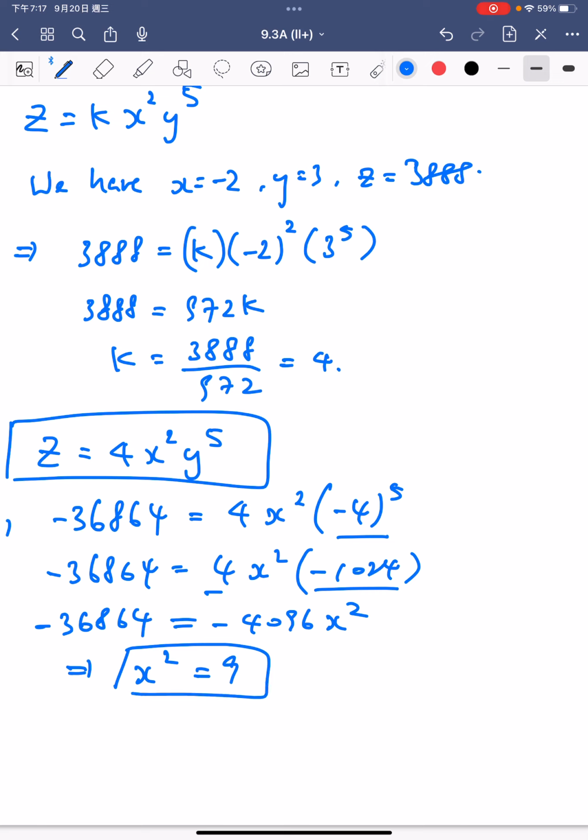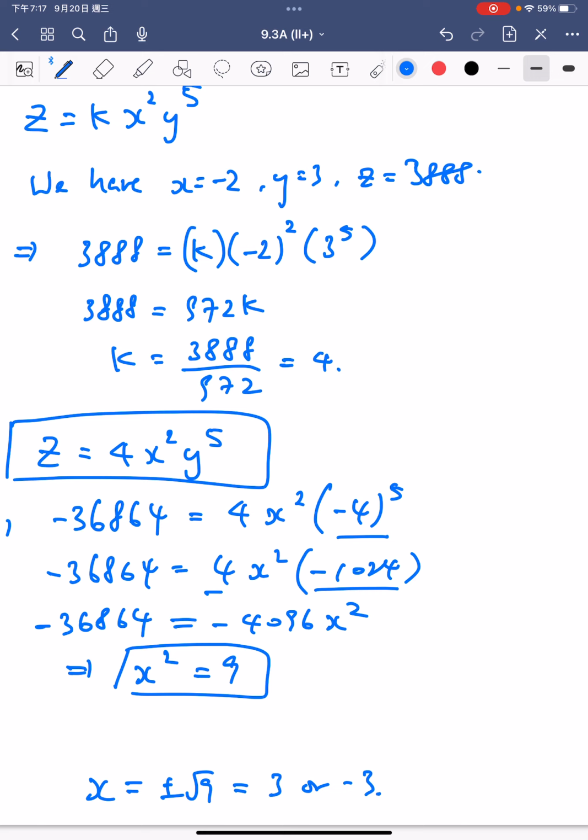Every time you get something squared is equal to something, don't just give me the positive square root as the answer. Please write it as x is equal to plus or minus square root of 9, which means it's equal to 3 or -3.